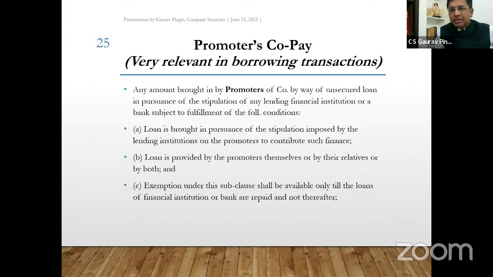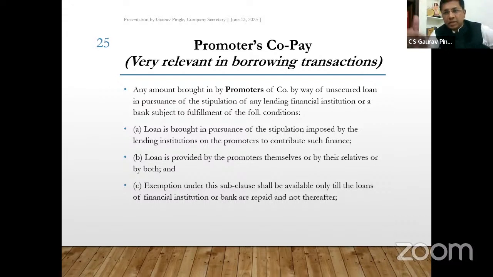Most importantly, this is provided for a promoter and not for a director. So it could be a person who has subscribed to the memorandum, a person who is referred to as a promoter in the articles of association, a person who is referred to as a promoter in the annual return, and a person who is in control of the business of the company will be a promoter over here. So the loan is taken in accordance with the stipulation of a bank. The loan is provided by the promoters themselves or their relatives or by both, and the exemption is only there till the loan is repaid and not after that.